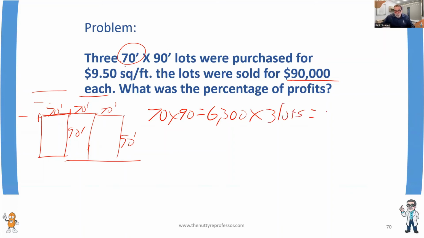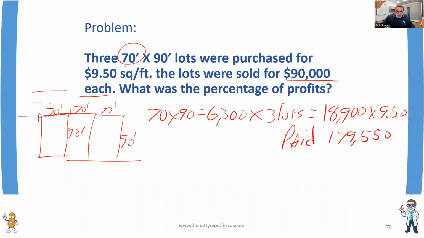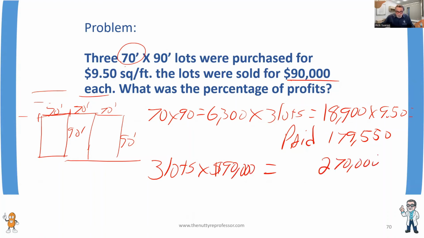So that's going to give us 18,900 times $9.50. It doesn't fit here. That's going to be 179,550. So this is what? This is paid. This is the paid amount. Then he sold it. So what did he sell it at? He sold 3 lots times 90,000 each. That's going to give you 270,000.